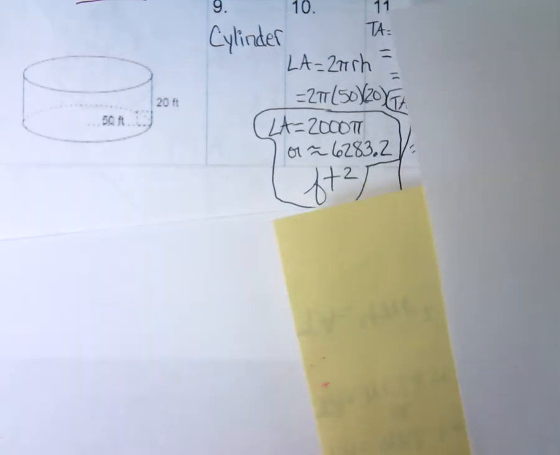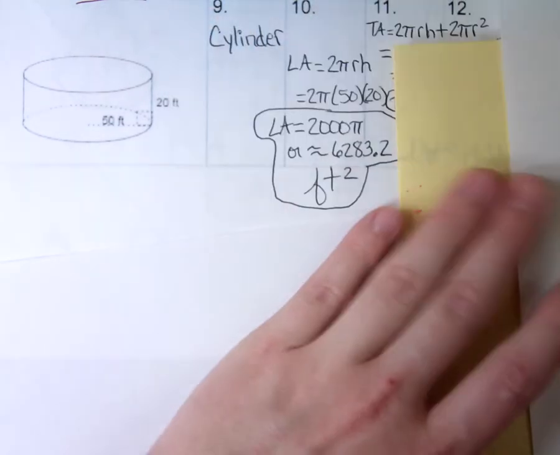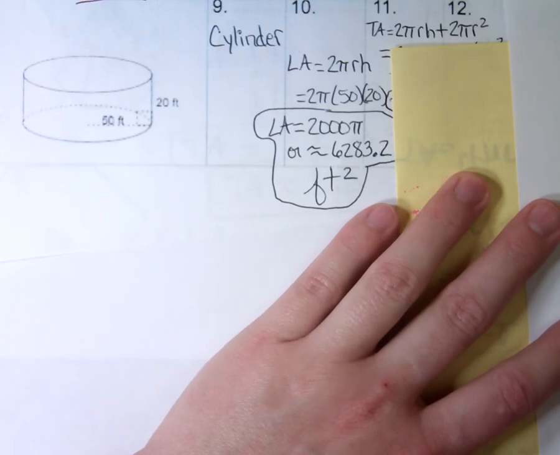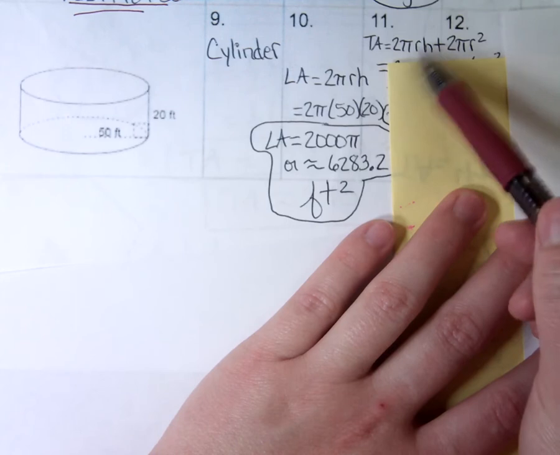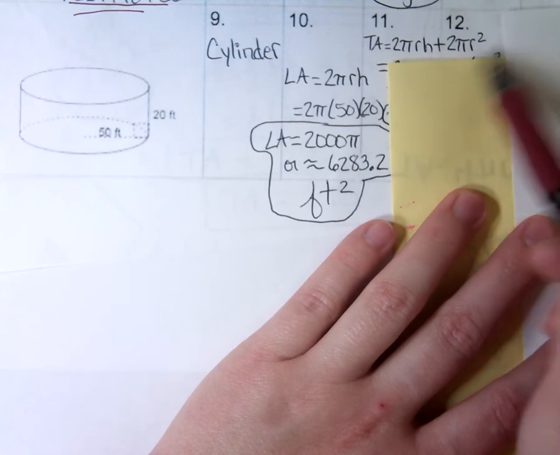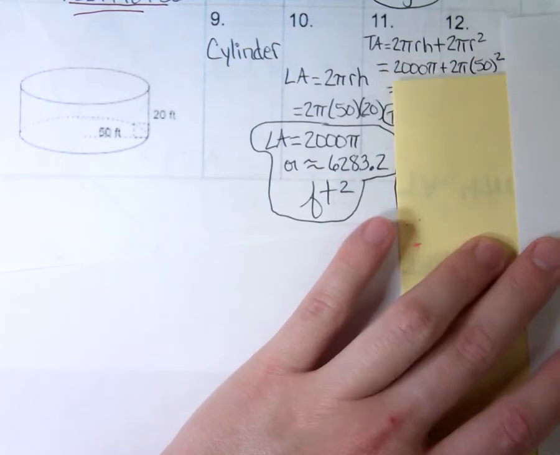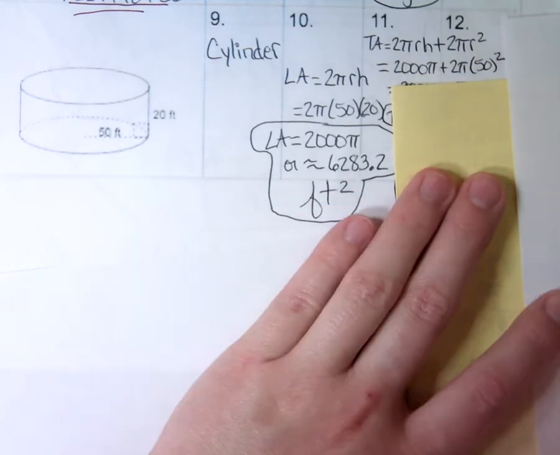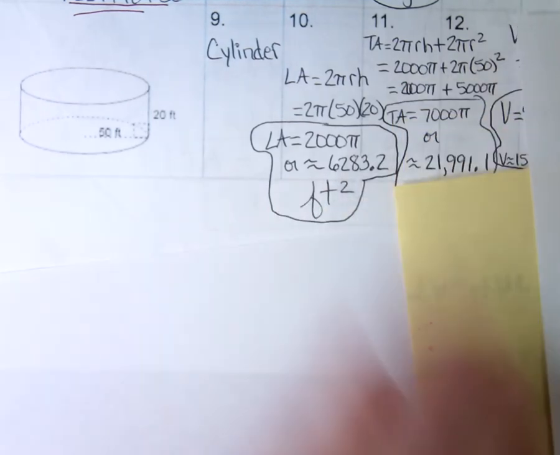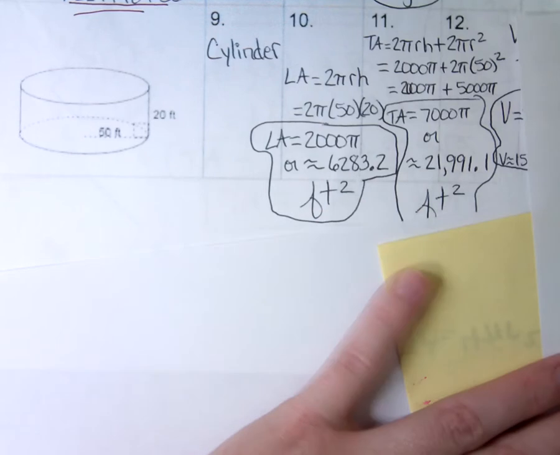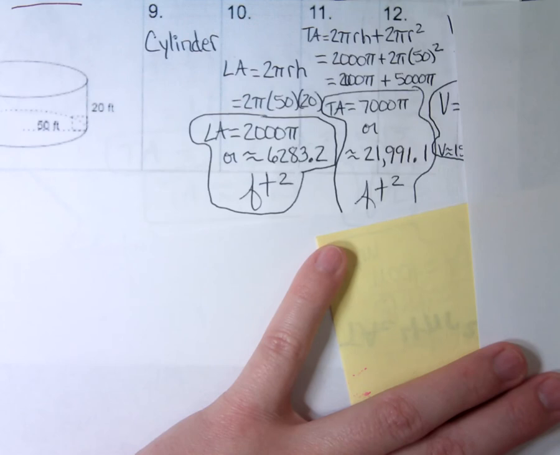Okay, total surface area. I get by taking my lateral surface area and adding in the two bases, which are in the shape of a circle. So my 2 pi r h will get replaced with the 2,000 pi, and then I add in the area of these two circles, pi times radius squared times 2, and I already know the radius is 50. So 2 pi 50 squared, and when I work all that out, I get 7,000 pi. And if you give me a decimal, 21,991.1.